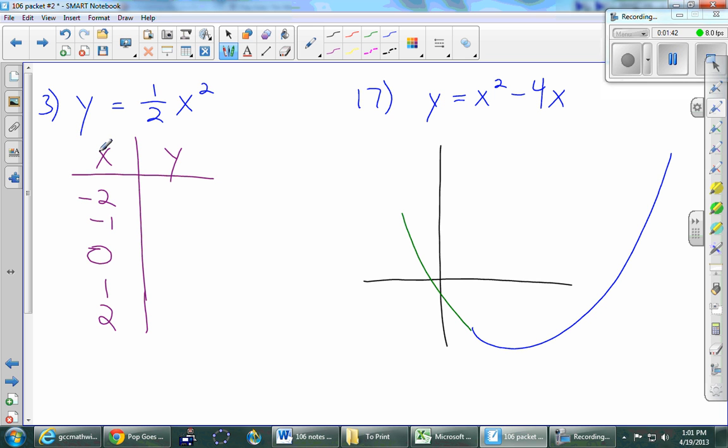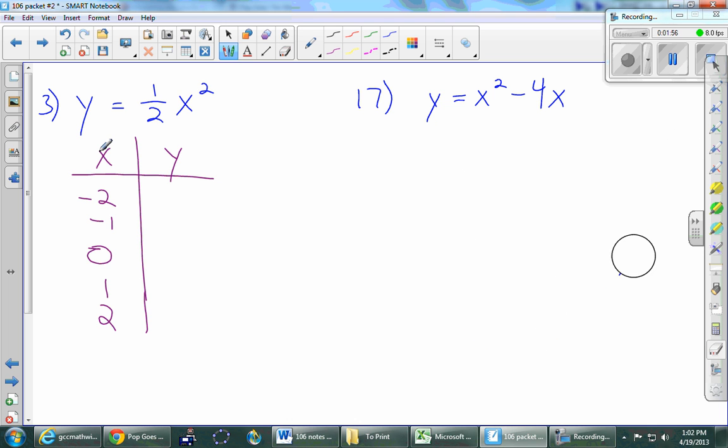For the x squared minus 4x, that's more complicated. We're going to do our full 6-step process on that, but if you just don't know what to do, you're welcome to pick any numbers you want to. Those are my standard 5 points. So let's plug in, and if we plug in to our 1/2 x squared.